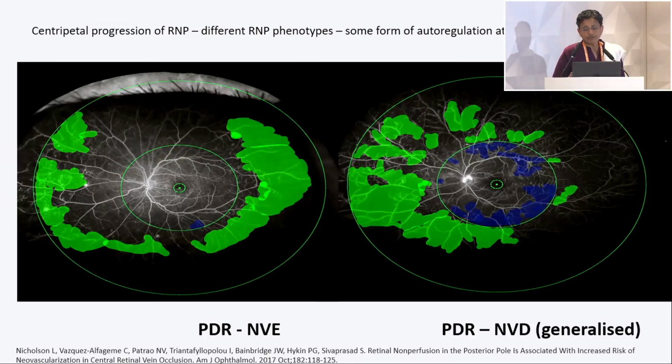But if the non-perfusion is more in the center or it progresses to the center, those patients are likely to have NVD. So that's a generalized sign of retinal non-perfusion. So it's almost like retinal non-perfusion phenotypes.